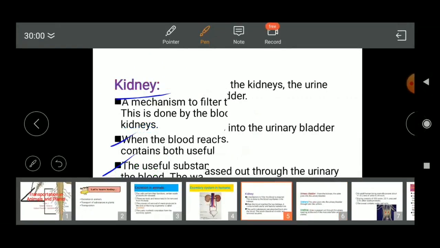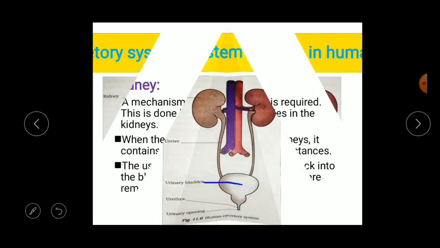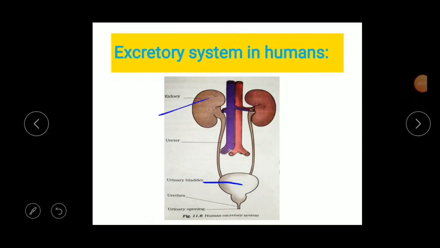So see here. First we'll see these kidneys. They filter the blood. The useful substances are absorbed back into the blood, and the waste dissolved in water is removed in the form of urine. Okay, the next one is, what is this urinary bladder? The urine produced by the kidneys is stored in the urinary bladder. So the urine produced by these kidneys will be stored in the urinary bladder.